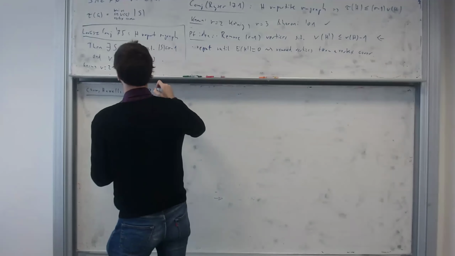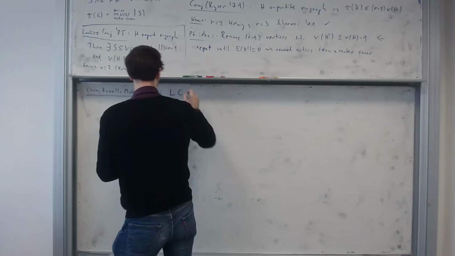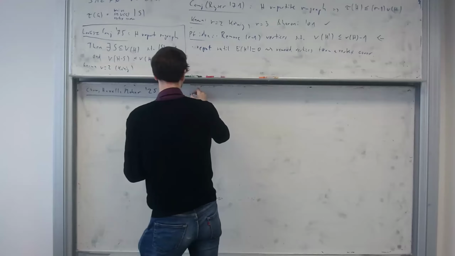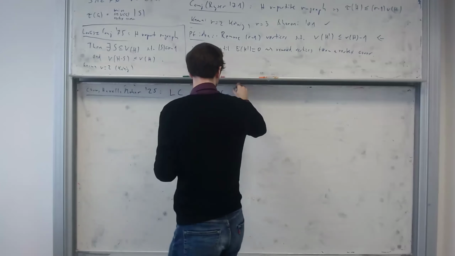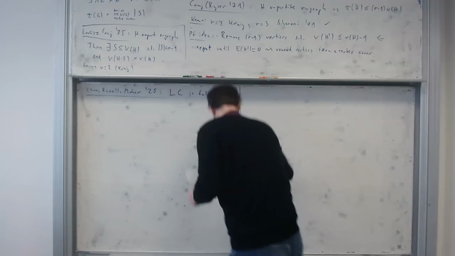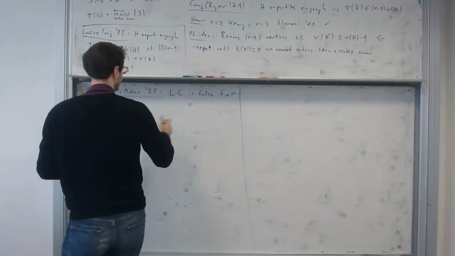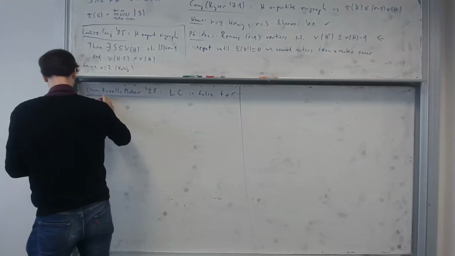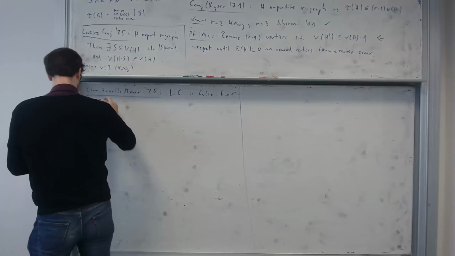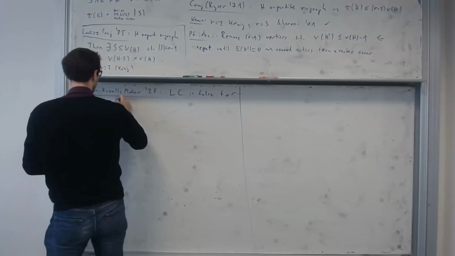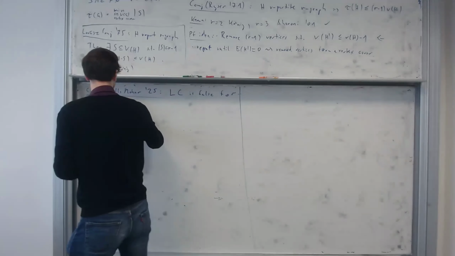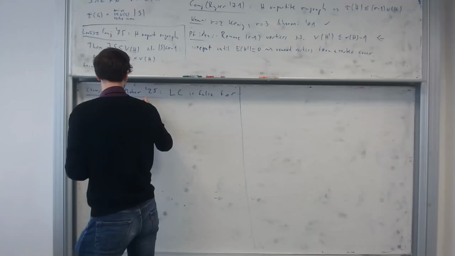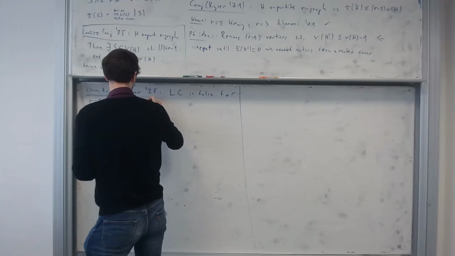So I just call this now LC. So LC is false for I equals 3. So what they have is, so they found a counterexample which is a line hypergraph.